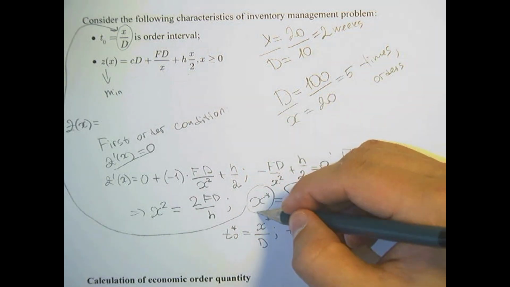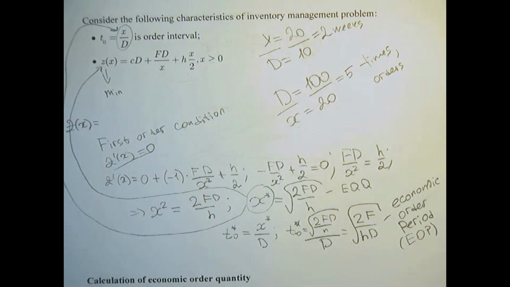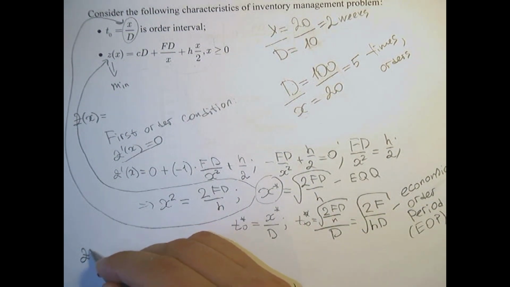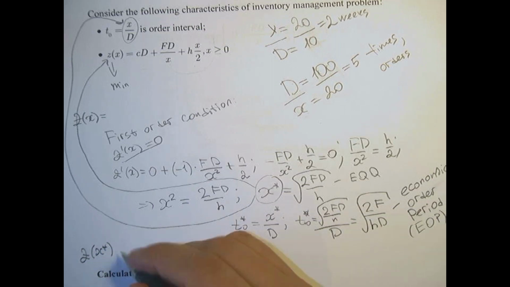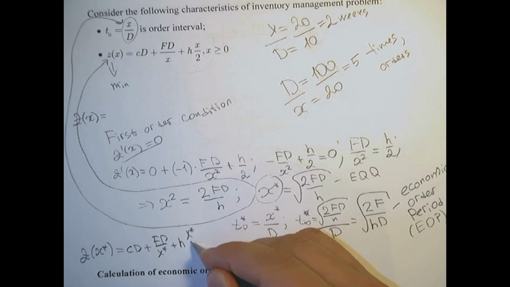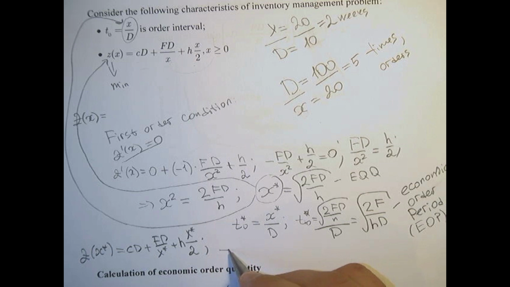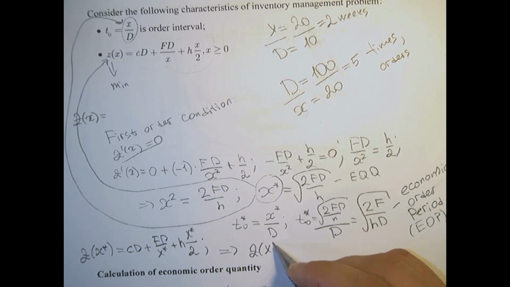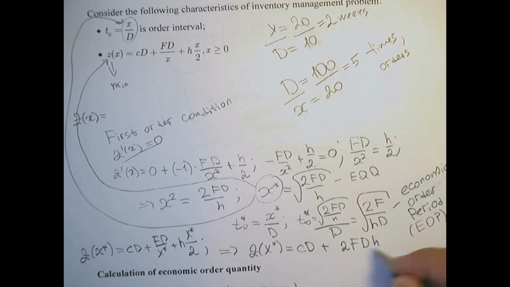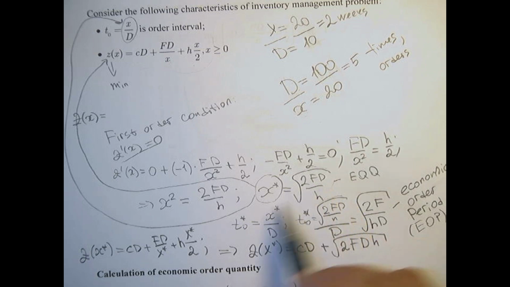Also, we may substitute this value x star, the square root of 2fd over h, into the function z, and instead of x we consider x star. So we will get the optimal cost. So z of x star is cd plus fd over x star plus h x star over 2. If we substitute the square root of 2fd over h into this expression, after simplification we get z of x star equals c times d plus the square root of 2fdh. I show you the final result, but you may substitute the economic order quantity into this expression, and you will see that the result is this one.